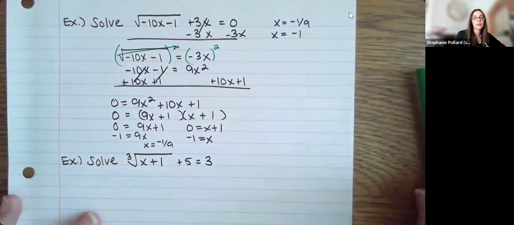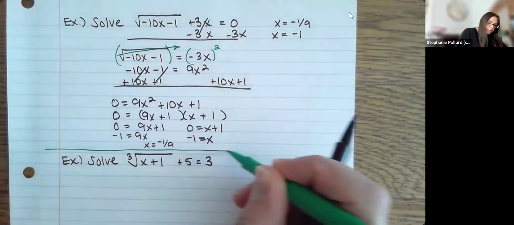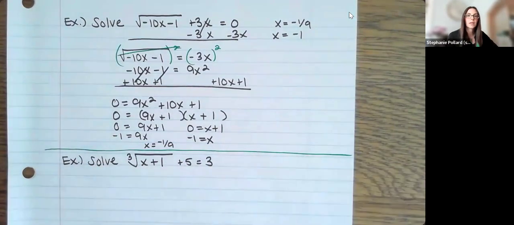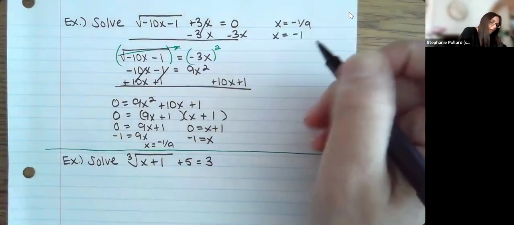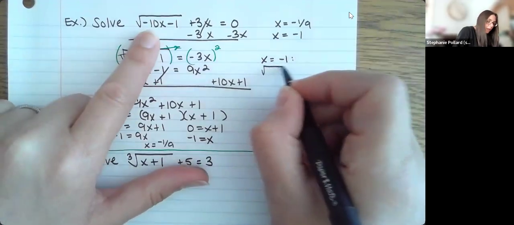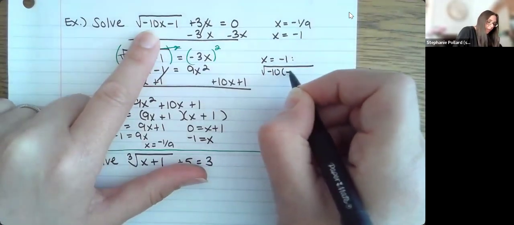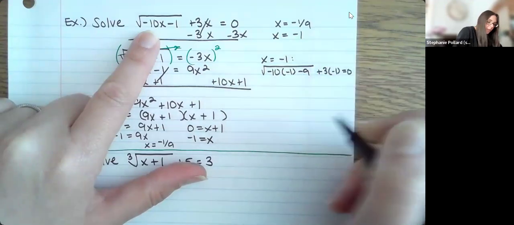Now, don't forget, it is really important that you go ahead and check these. So what you're going to do to check is you're going to just take your time and plug each of them into the equation. So let's go ahead and check -1 first. I go back to the original. So -10 times -1 minus 9 plus 3 times -1, is that equal to 0?